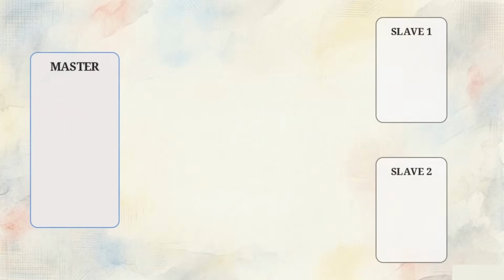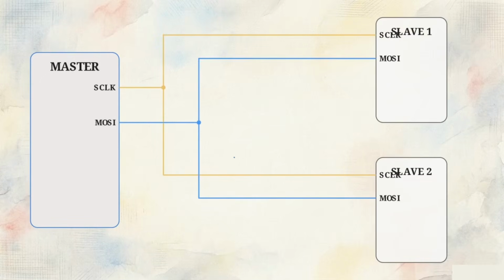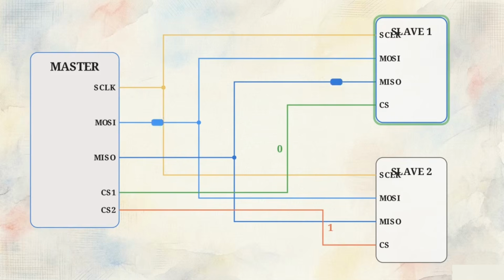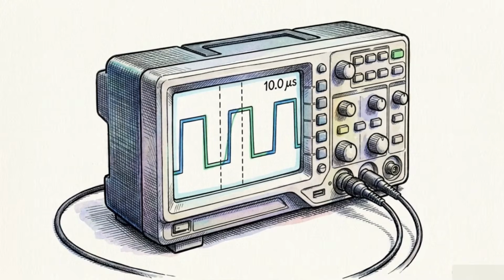An SPI bus requires a 4-wire topology: a shared clock, a MOSI line for master-out data, and a MISO line for slave-out data. To communicate, the master pulls a specific slave's dedicated chip select line low, allowing simultaneous, continuous streams of full duplex data. This raw throughput requires rigid manual configuration.